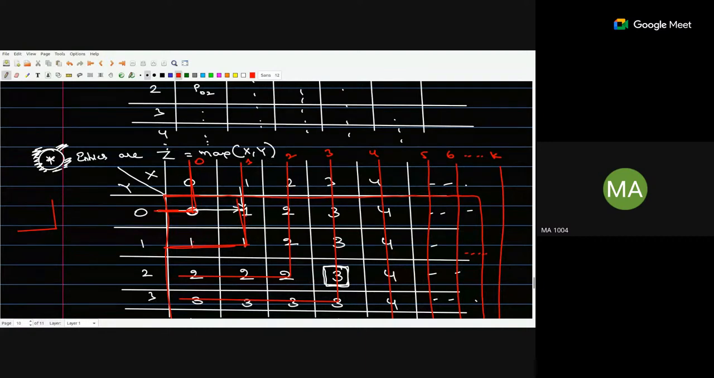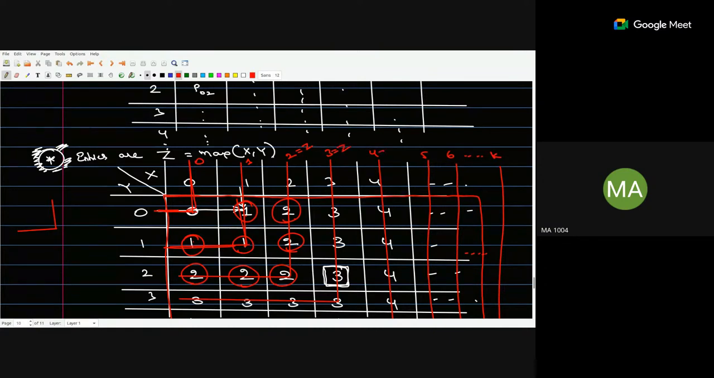Either X is 0 and Y is 1, this case. Either X is 1 and Y is 0, this case. And X and Y both are 1. So in all these three cases, my Z will be 1. Similarly, if I go and see for 2, I have 5 possible cases where Z can take 2. So all these 5 cases are (0,2), (1,2), (2,0), (2,1), and (2,2). In all the 5 cases, max of X, Y will be 2. So all these things represent Z.